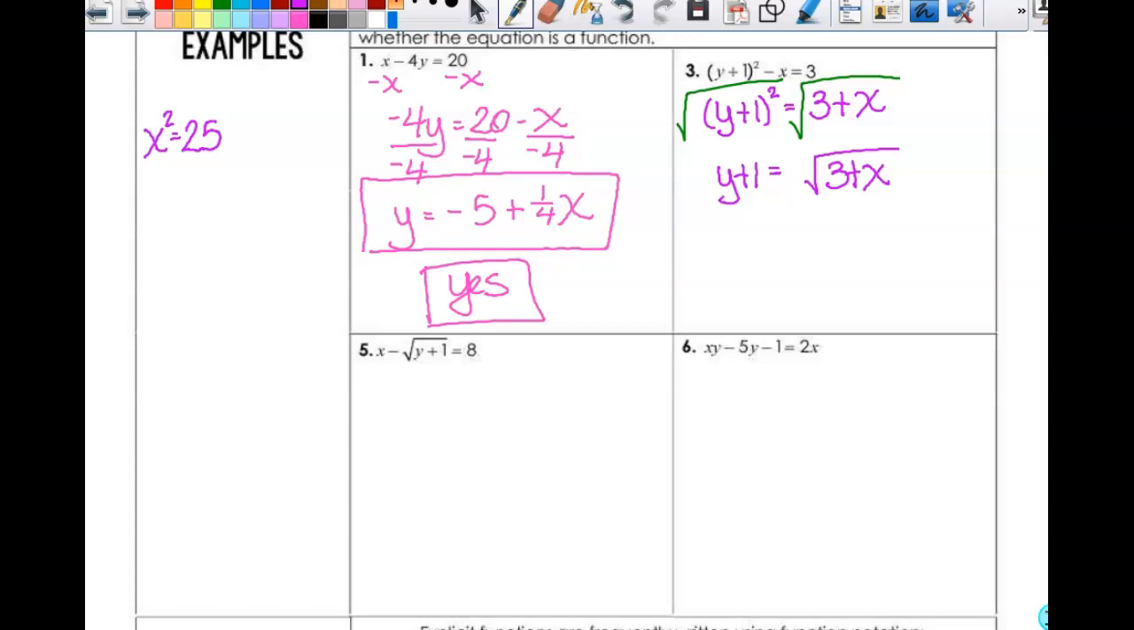What would x be? 5. Is that my only answer? Negative 5. Because see, I could take the square root of both sides, right? So I would get x equals the square root of 25, but it's plus or minus the square root of 25. So x would equal plus or minus 5, because both of those work.